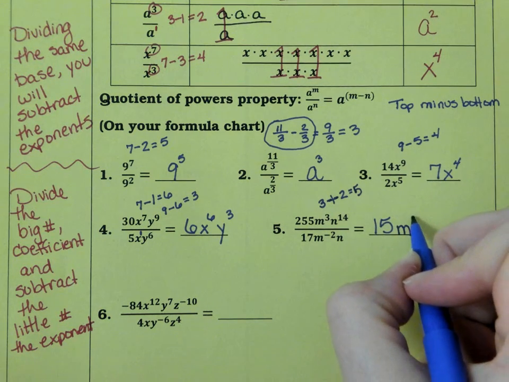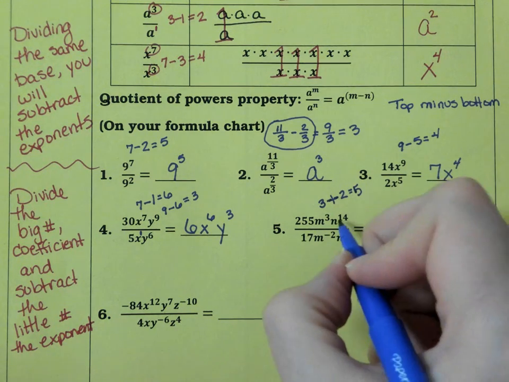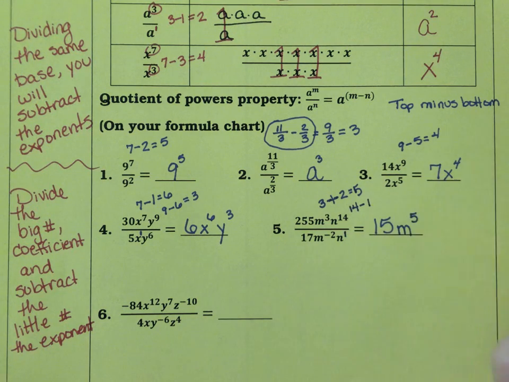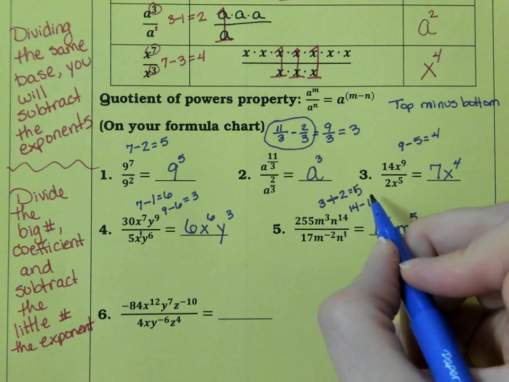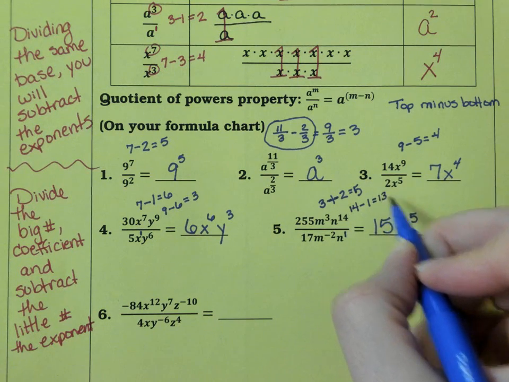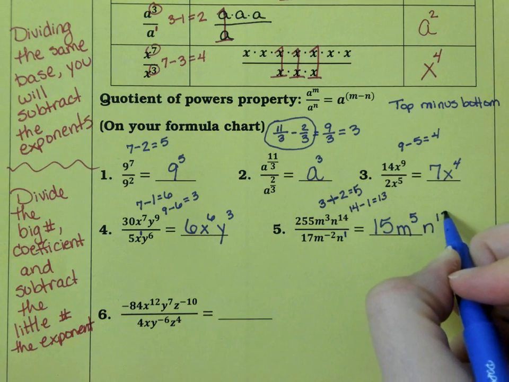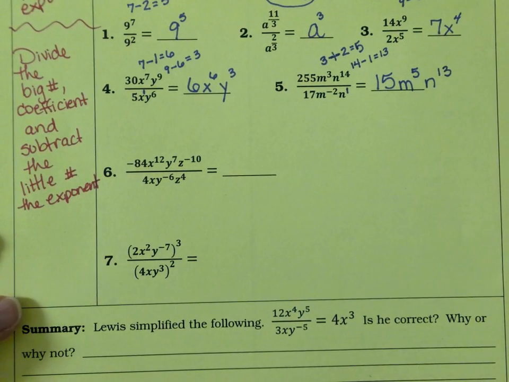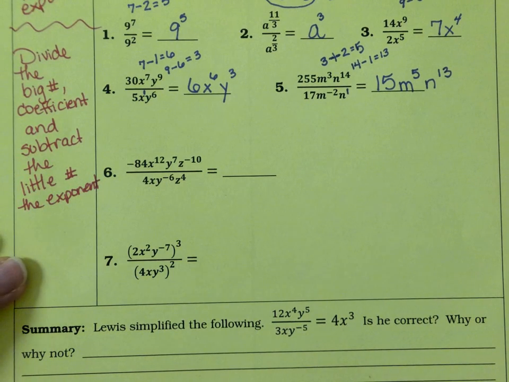So I have m to the 5th power. And here I have 14 minus an invisible 1, which I just put in there, which gives me 13. So now I have n to the 13th power. So we're still dividing the big numbers, subtracting the little numbers, right?